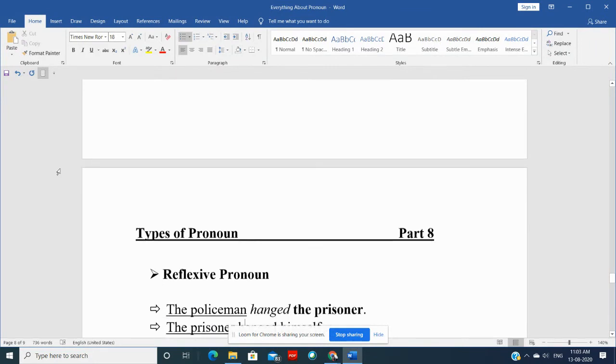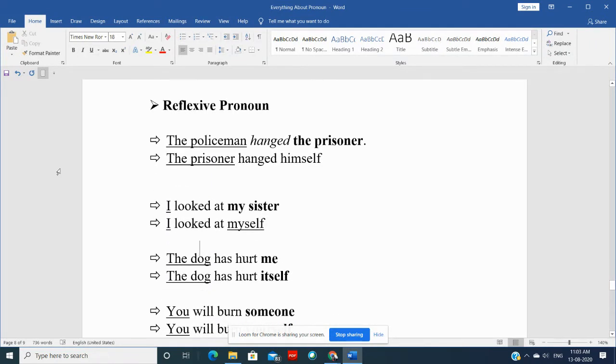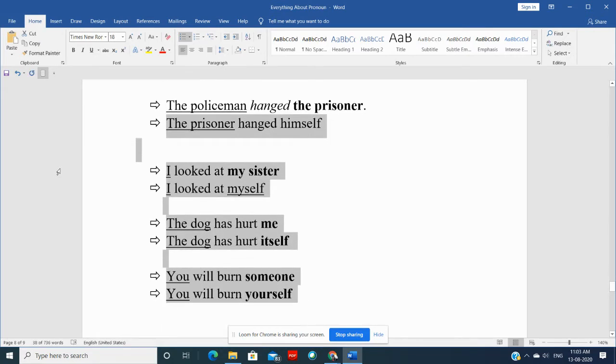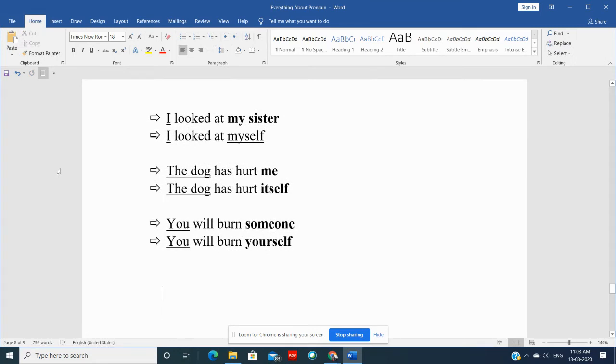Now let's study these sentences. The prisoner hanged himself. When, in a sentence, the doer of an action and the receiver of an action are the same, we use a special kind of pronoun that is called reflexive pronoun. Let's write down all these sentences so that we'll have a better idea.